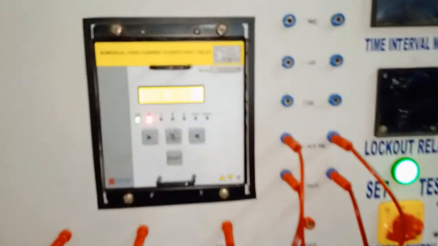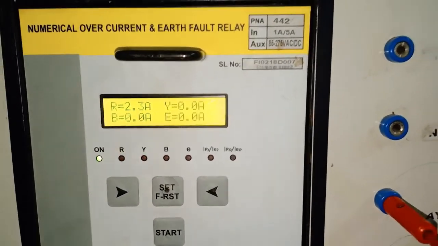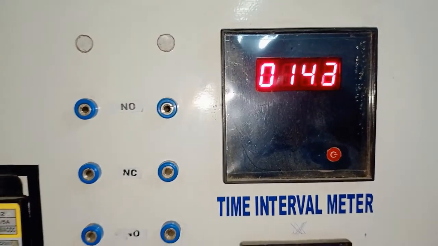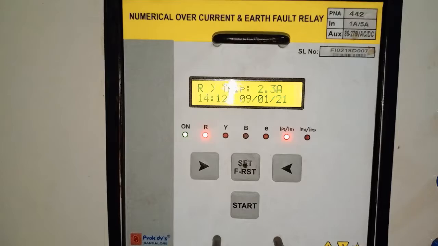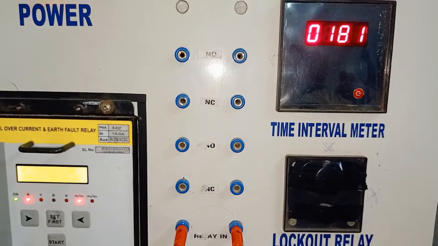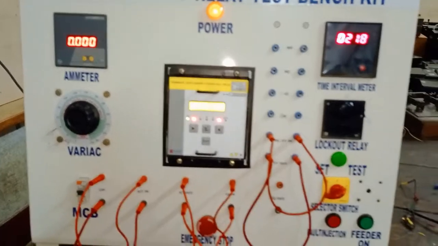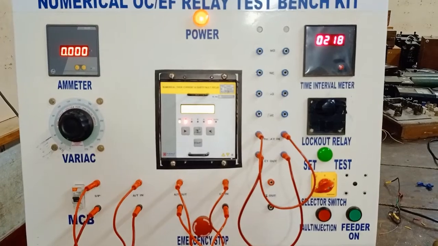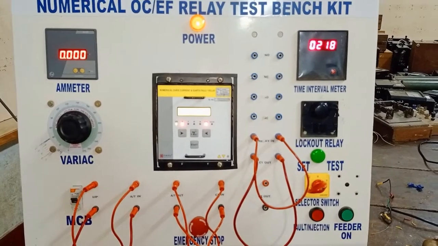So you can see here the relay has picked up the fault current. It's blinking there, and you can see the timer is counting. So we can see here the relay has tripped at 18.1 seconds. So like this you have to repeat the experiment for 3 times, 3.5 times, and then plot the inverse time current characteristics of the numerical relay.